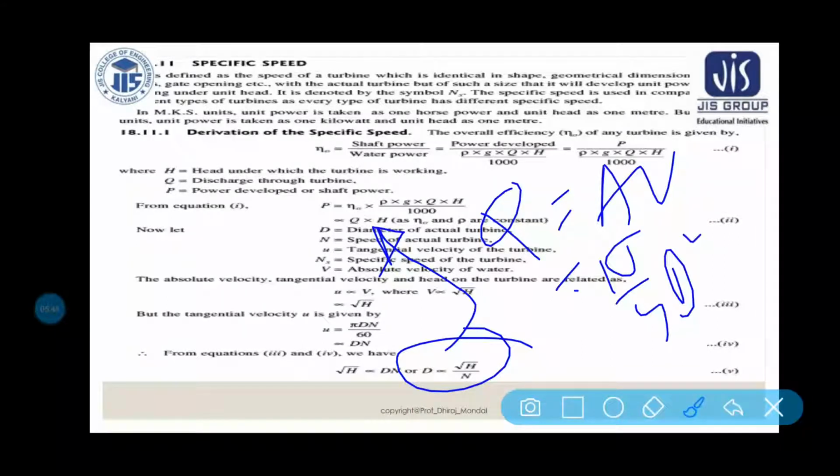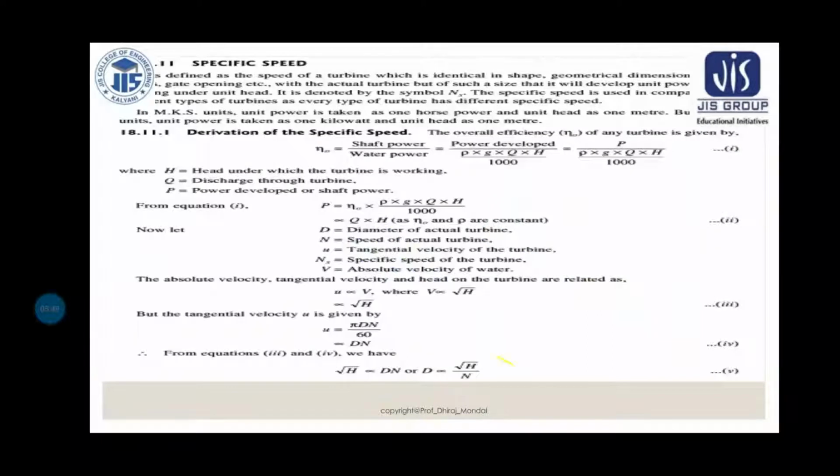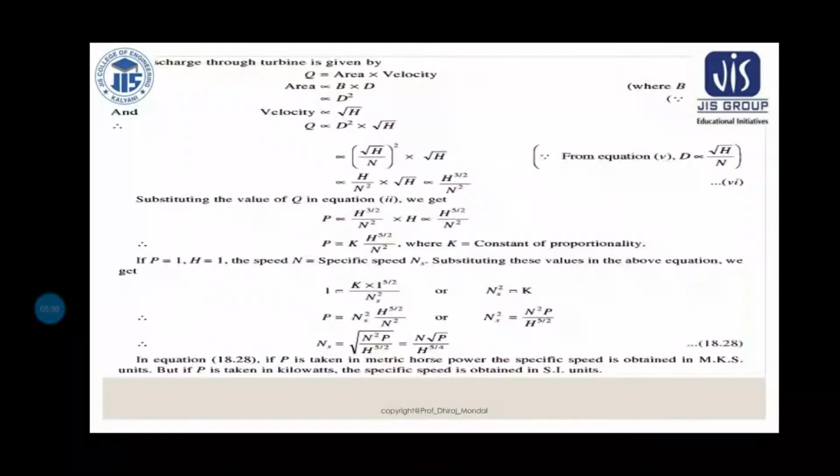So we will be putting this value here. Okay, so up to this it is clear. D is proportional to root over h by n, and p is proportional to q into h. Now come to the next point.